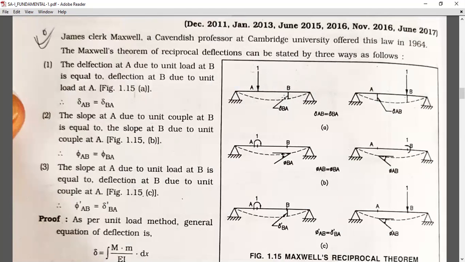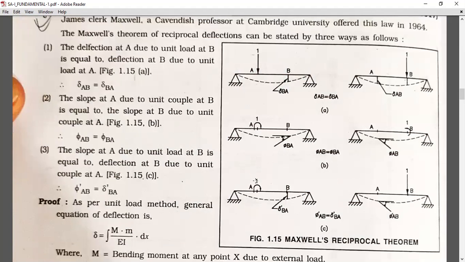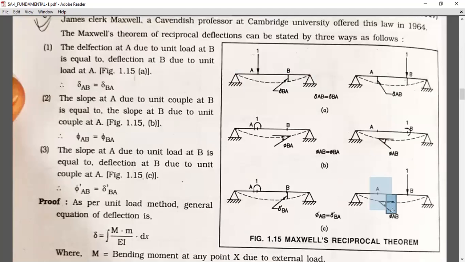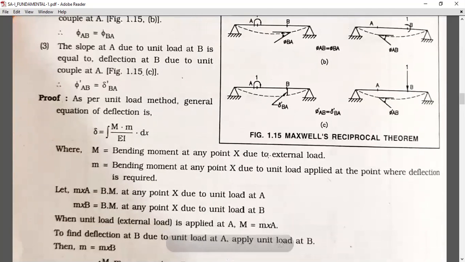ચલો બીજું શું કહે છે? The slope at A due to unit couple at B is equal to the slope at B due to unit couple at A. Similarly, અહીં ગાડી લોડ માટે હતું તો અહીંયા ગાડી કપલ માટે છે તો સેમ વસ્તુ થઈ ગઈ. ઓકે, તો થર્ડ નંબર શું કહે છે? The slope at A due to unit load at B is equal to the deflection at B due to unit couple at A. સેમ વસ્તુ. અહીંયા ગાડી સ્લોપ હતું, અહીં ગાડી ડિફ્લેક્શન હતું. એ જ રીતે આટલું ડિફ્લેક્શન અહીંયા, એટલું સ્લોપ અહીંયા. ઓકે, તો આનો પ્રૂફ જે જોઈ લઈએ.